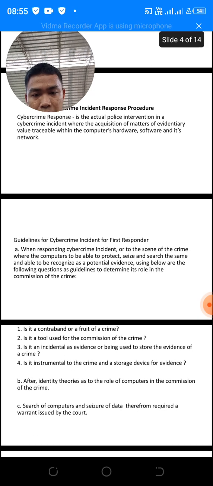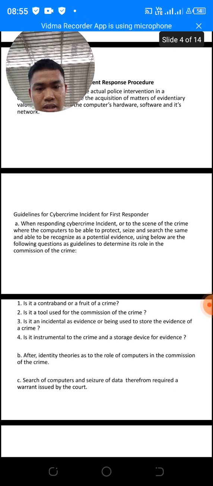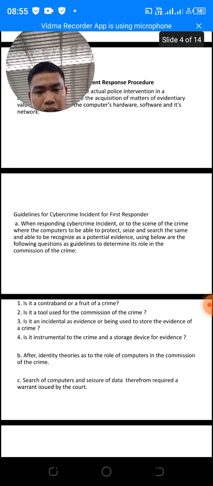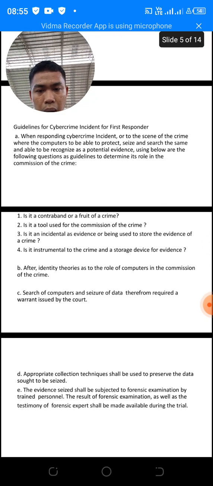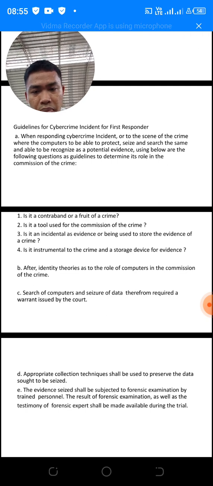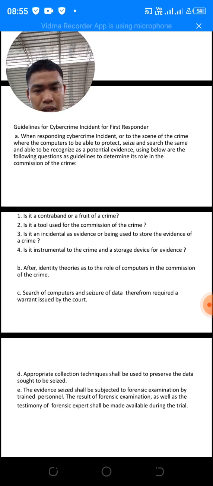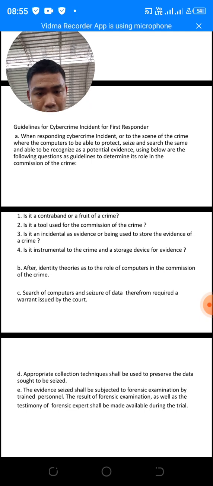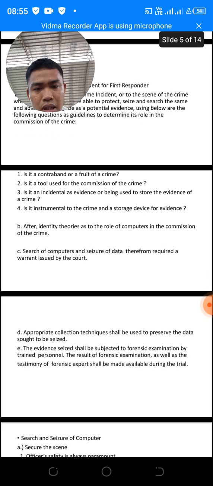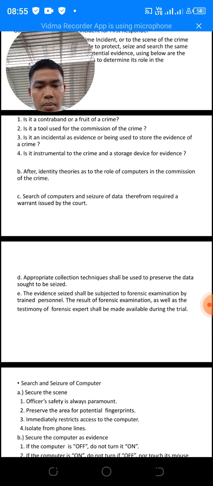Then, after, identify theories as to the role of computers in the commission of the crime. Search of computers and seizure of data therefrom require a warrant issued by the court. Appropriate collection techniques shall be used to preserve the data sought to be seized. The evidence seized shall be subjected to forensic examination by trained personnel. The result of the forensic examination as well as the testimony of the forensic expert shall be made available during the trial. Search and seizure of computer.